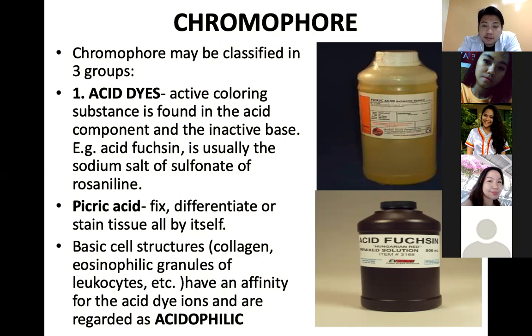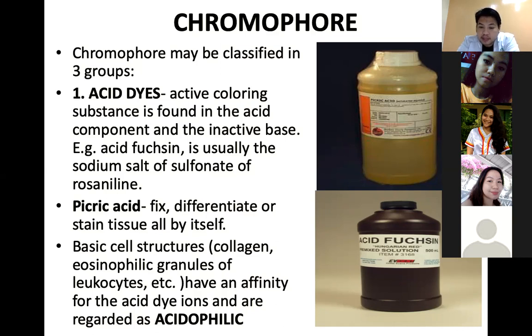Picric acid is usually used as a fixative and is also used as a stain. It differentiates or stains tissue all by itself. Examples of basic cell structures are collagen and the eosinophilic granules of our leukocytes, which have an affinity for acid dyes. These tissues are collectively known as acidophilic. Those tissues that stain with acid dyes are collectively known as acidophilic tissues.